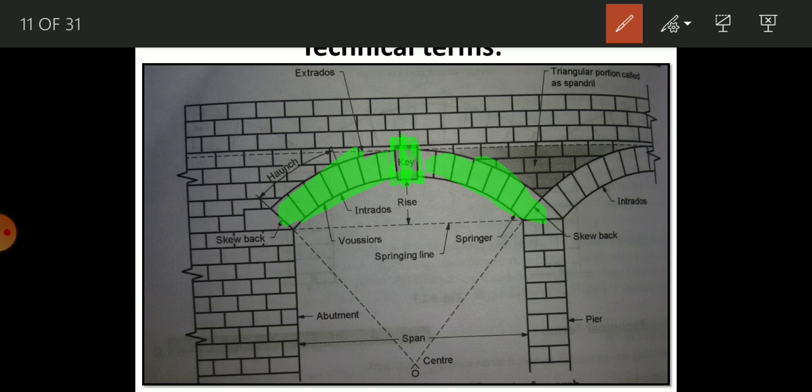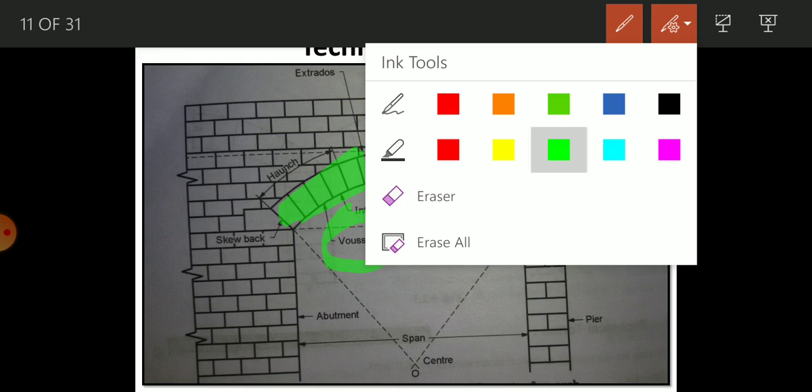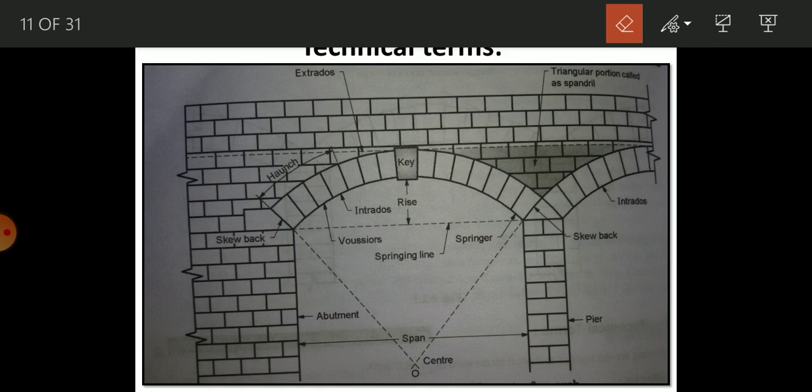Next is voussoirs. You can see here the voussoirs. That means the wedge-shaped masonry blocks. A wedge-shaped masonry block which forms an arch is called a voussoir. The next is the rise.